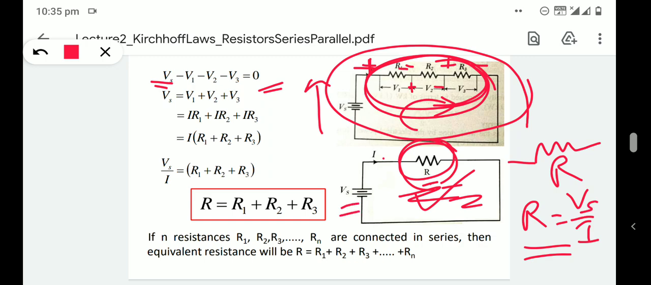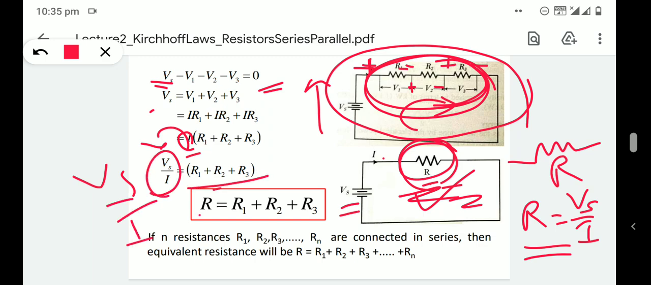This is Vs, voltage is Vs. Vs divided by I. So from this equation, if we take I to this side, it becomes Vs divided by I. So Vs divided by I is equal to R1 plus R2 plus R3, but we know that Vs divided by I is nothing but the total resistance of the circuit, or equivalent resistance of the circuit.